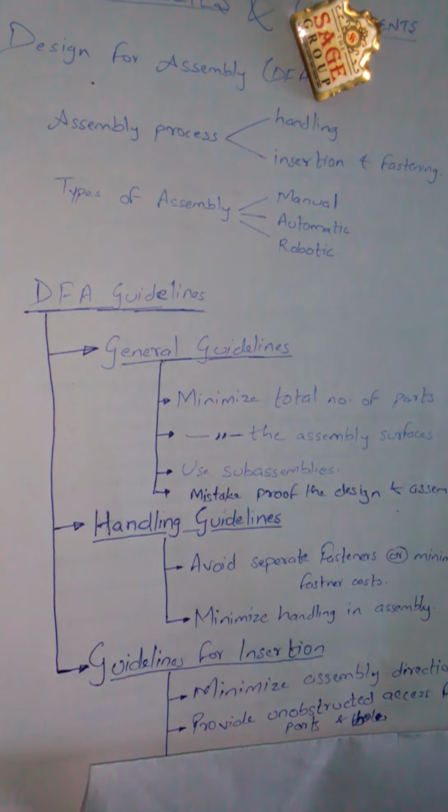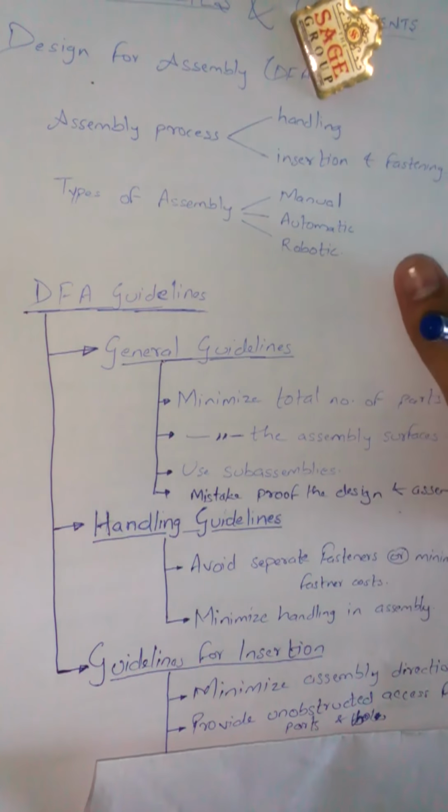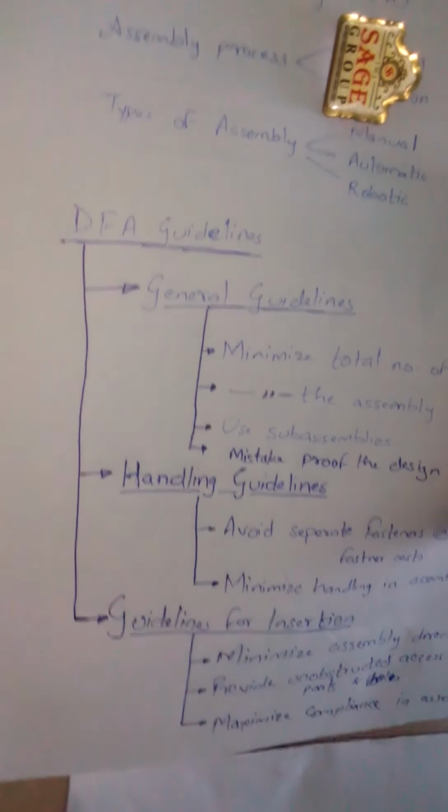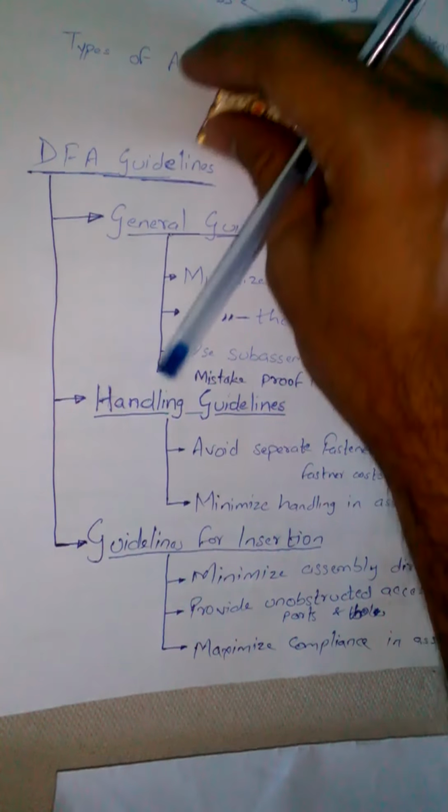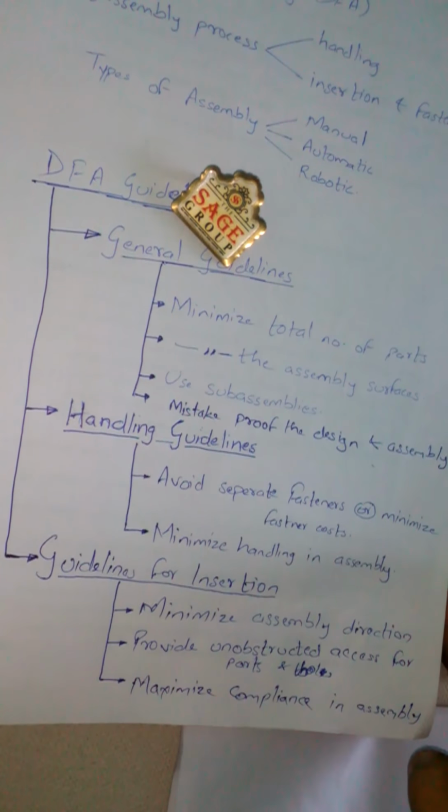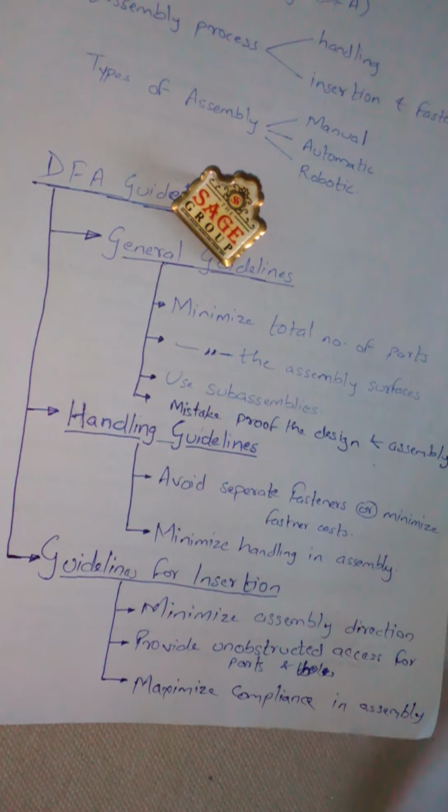This also includes room for the operator's arm and tools, which in addition to screwdrivers could include wrenches or welding torches. If a worker has to go through contortions to perform an assembly operation, productivity and possibly product quality will suffer after a few hours of work. And the final point in guidelines for insertion is to maximize compliance in assembly. Now, what is meant by that?